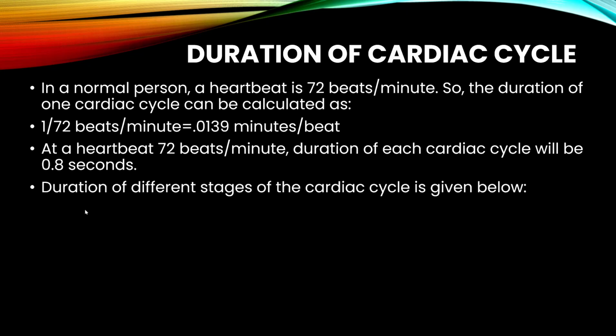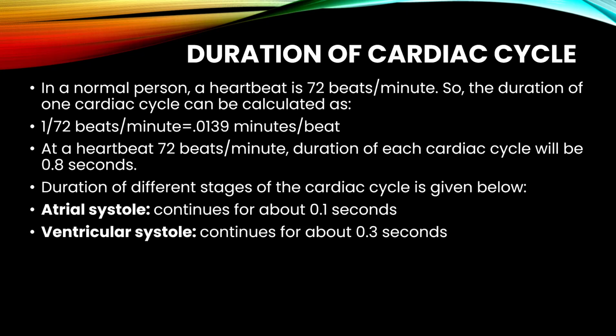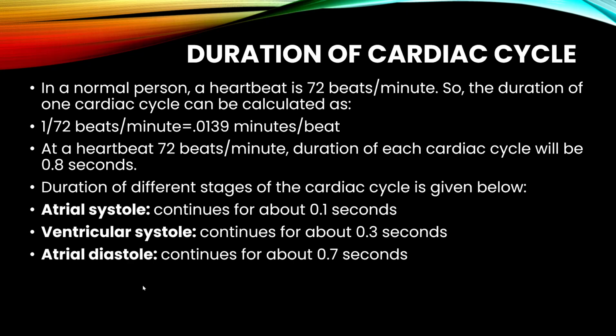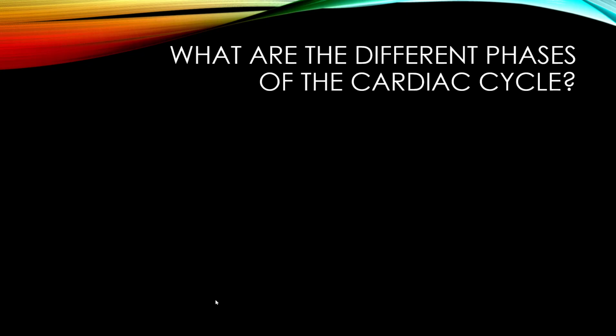Duration of different stages of the cardiac cycle is given below. Atrial systole continues for about 0.1 second. Ventricular systole continues for about 0.3 second. Atrial diastole continues for about 0.7 second, and ventricular diastole continues for about 0.5 second.